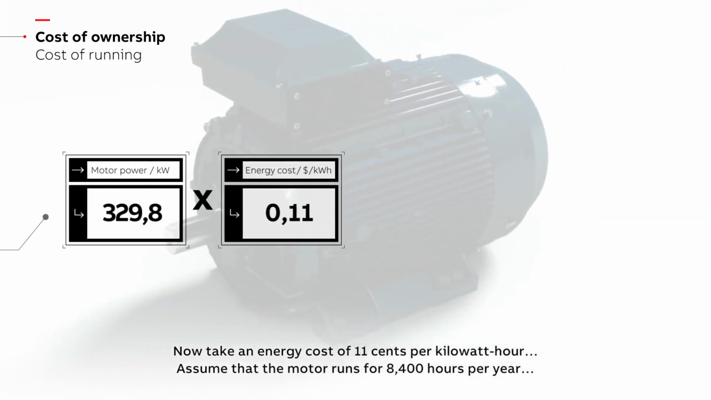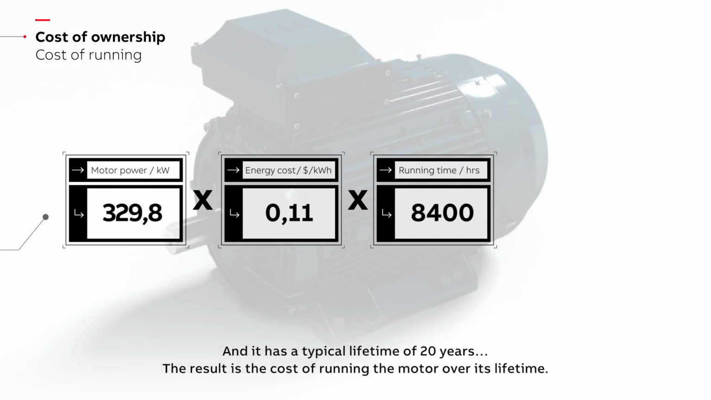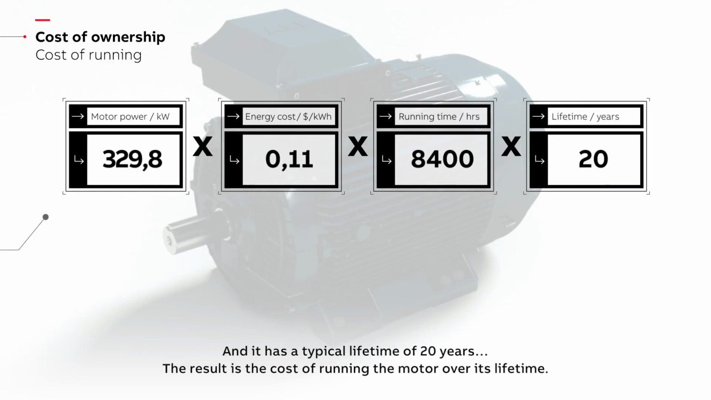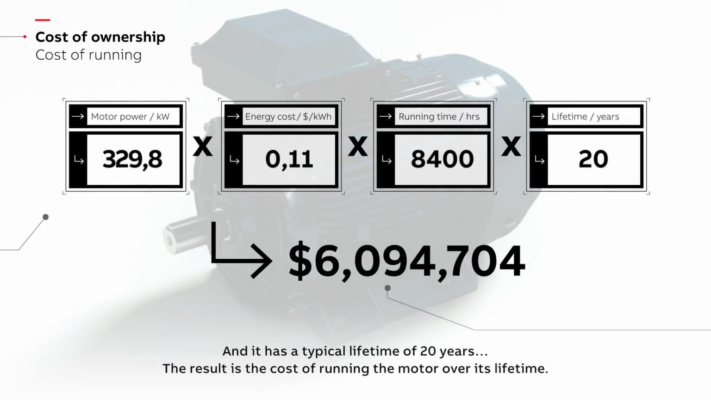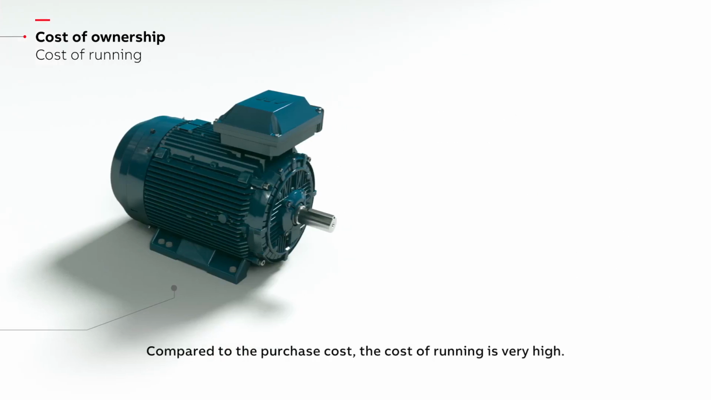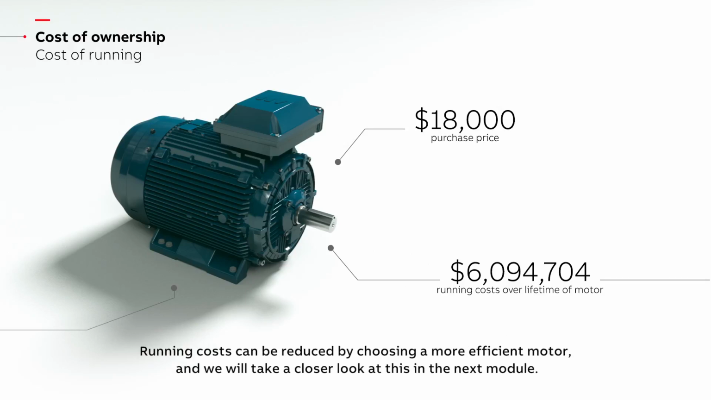Now take an energy cost of 11 cents per kilowatt hour. Assume that the motor runs for 8,400 hours per year, and it has a typical lifetime of 20 years. The result is the cost of running the motor over its lifetime. Compared to the purchase cost, the cost of running is very high. Running costs can be reduced by choosing a more efficient motor, and we will take a closer look at this in the next module.